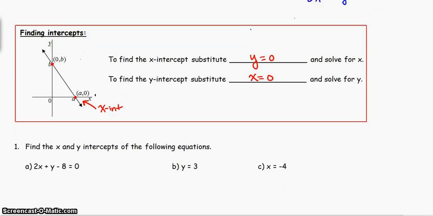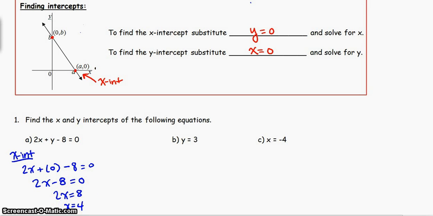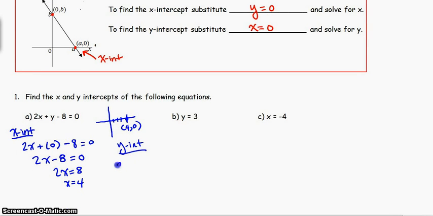So let's practice. The first one, to find the x-intercept, you want to plug in 0 for y. So you're going to get 0 in place of y. We now have an equation with only x, so we can solve for x, and we get x is 4. In other words, on my graph, we know that that point exists. X is 4 when y is 0. Now to find the y-intercept, we need to plug in 0 for x.